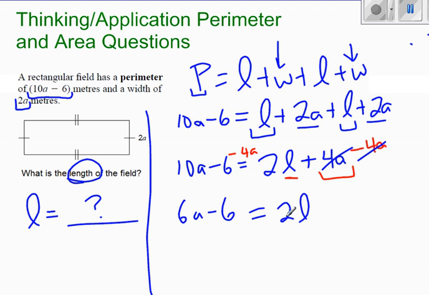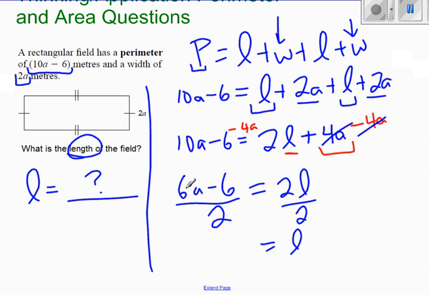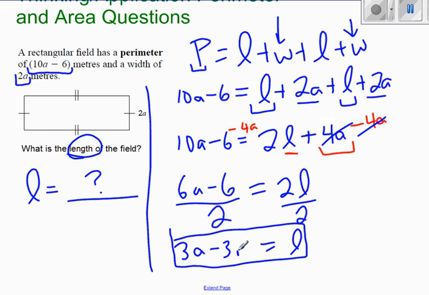So now I'm down to just 2l, and I want l. To get rid of multiplication by 2, I need to divide by 2. When I divide by 2, on the right, I'm left with l. And over here, 6a divided by 2 is 3a, and minus 6 divided by 2 is minus 3, so I have 3a minus 3. So the length of this field must be 3a minus 3 meters. It doesn't matter that I don't know what a is, because I wasn't told what a was at any point. The perimeter is 10a minus 6. The width is 2a, and so now I know the length is 3a minus 3, and that's in meters.